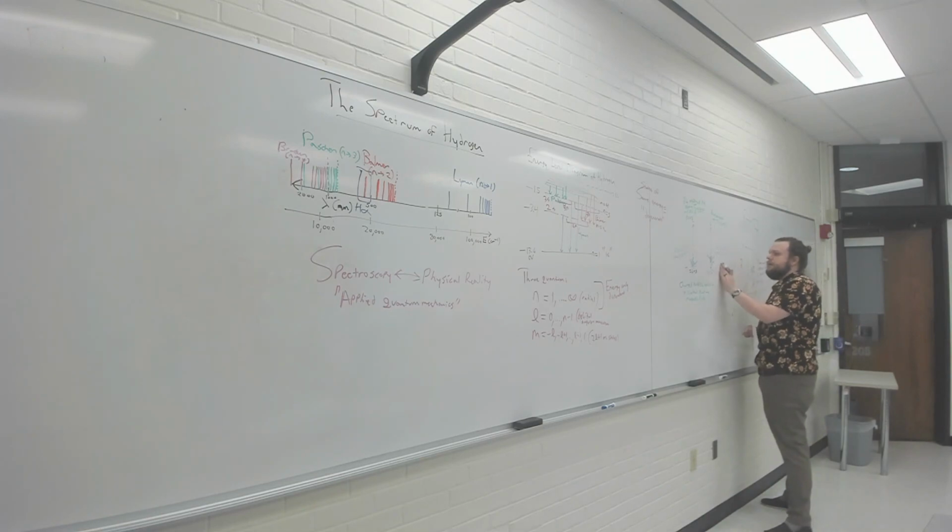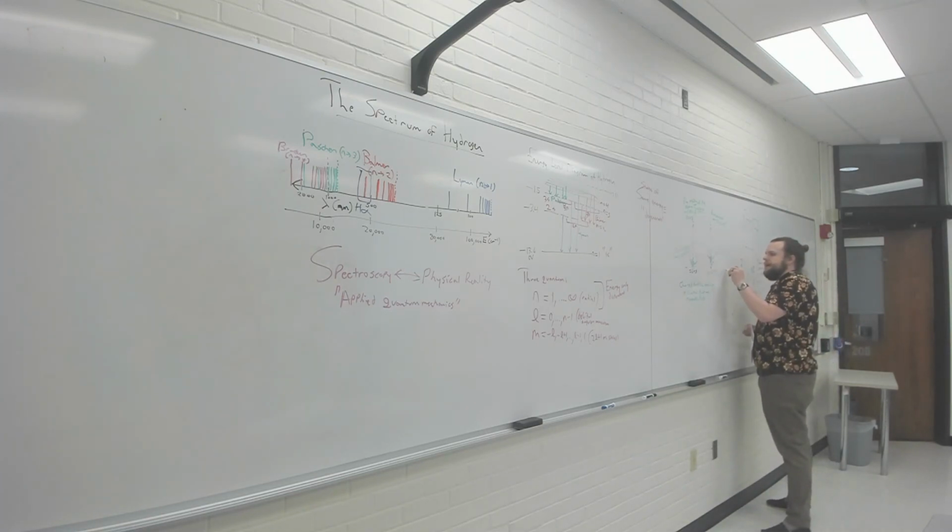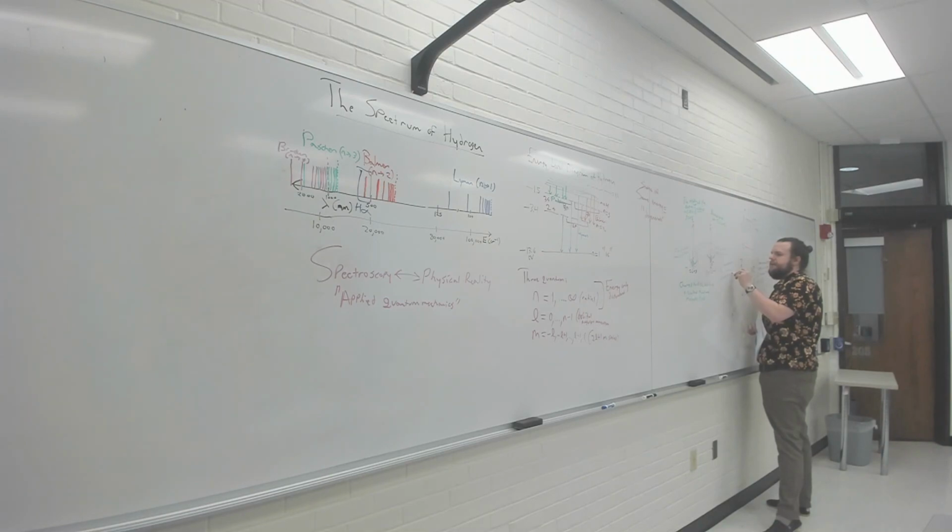And Coulomb's law, our electromagnetism, says that an aligned system, or a magnetically aligned system, is lower in energy than an anti-aligned system.